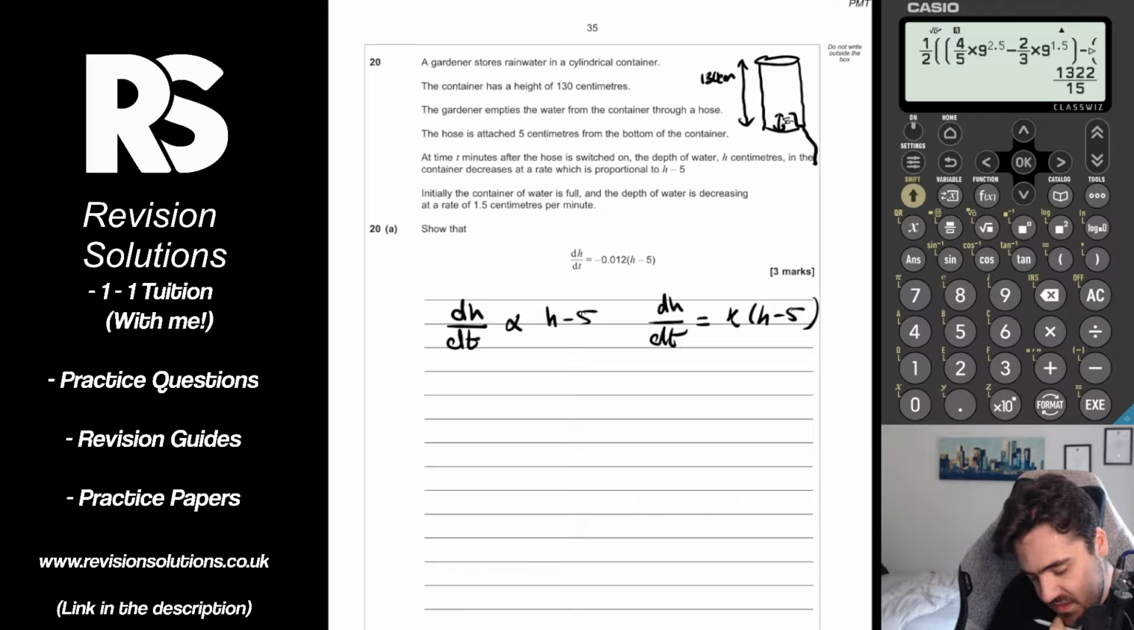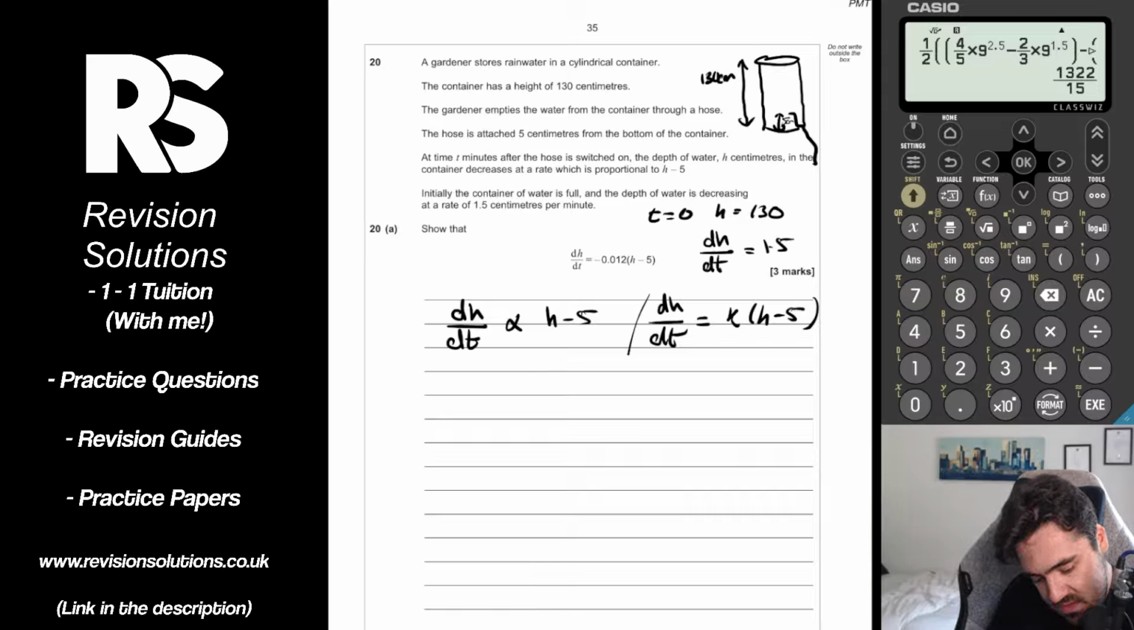And they say initially the container of water is full. So that's at t equals 0. They know the h must be, what's h measured in? Centimeters. So the h is 130. And the depth of the water is decreasing at a rate of 1.5 centimeters per minute. So they know also at t equals 0, dh by dt equals 1.5.